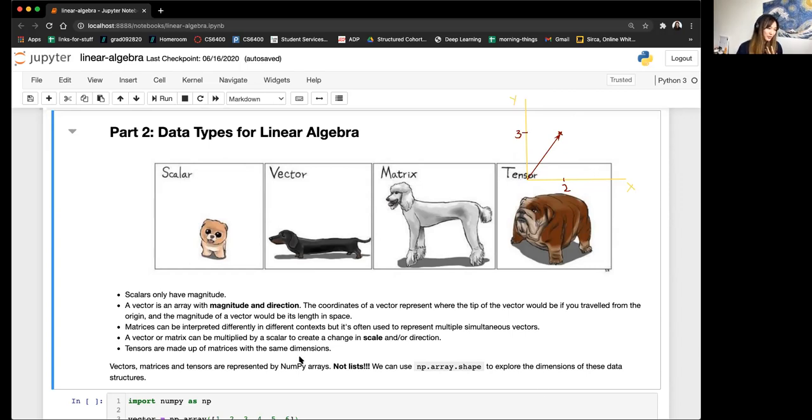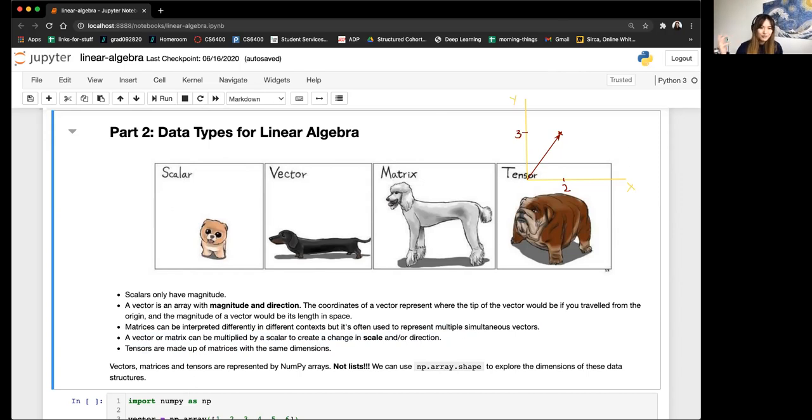Next, we have matrices, which is basically a bunch of vectors together. It can be interpreted differently in different contexts, but it's often used to represent multiple simultaneous vectors. And we'll actually talk about this in the context of a linear regression data set later on. And then a vector or matrix can be multiplied by a scalar to create a change in scale and/or direction. And finally, tensors, which are, the example I use is images when you have an R, G, and B matrix. Tensors are just made up of matrices with the same dimensions.